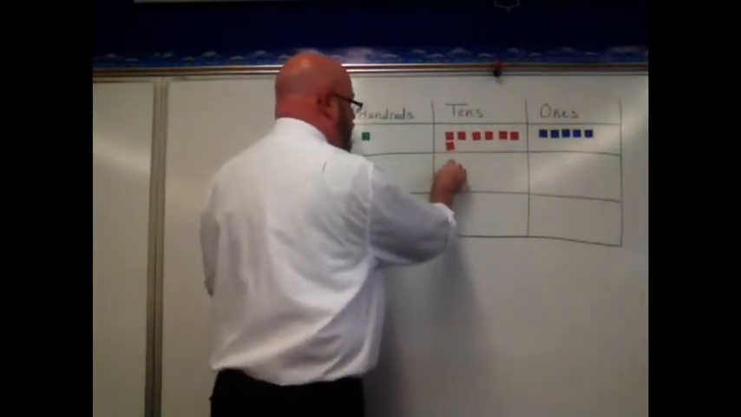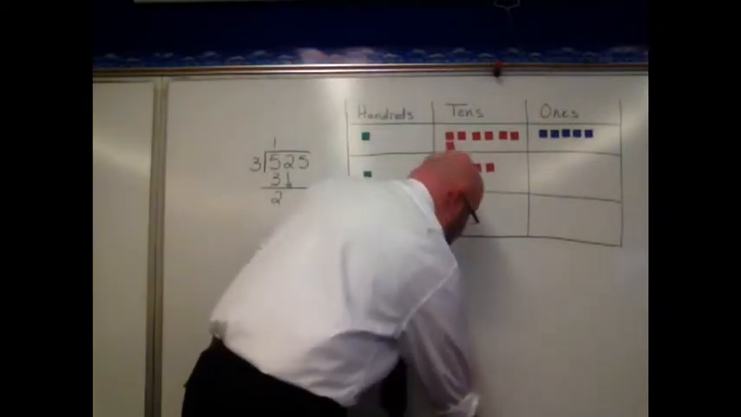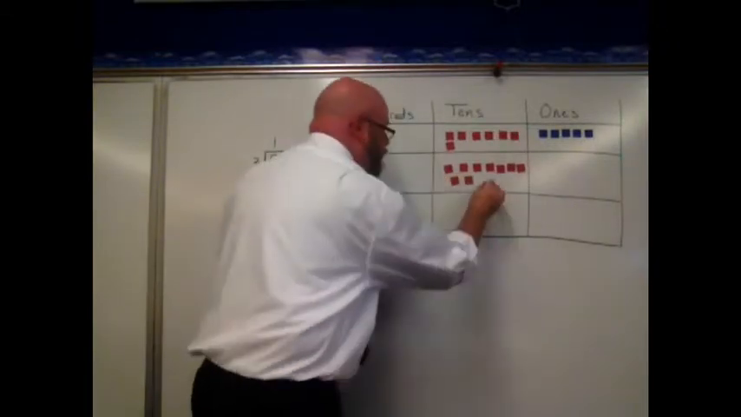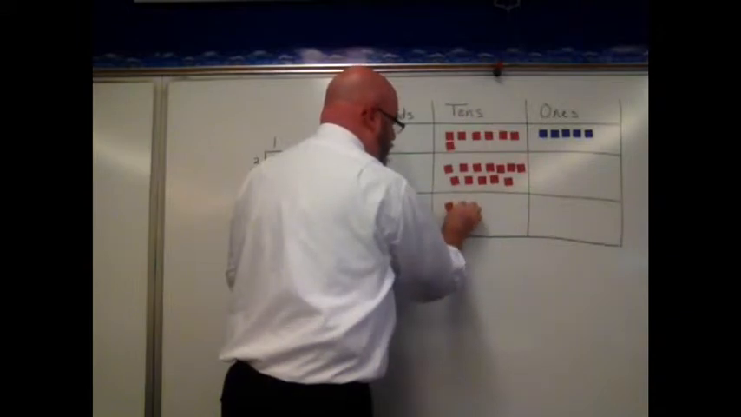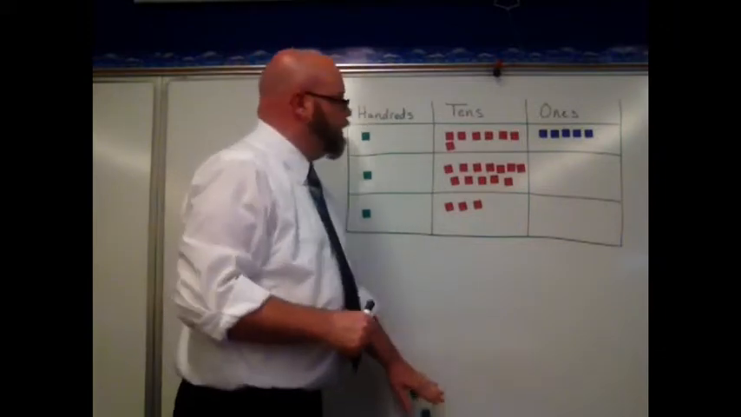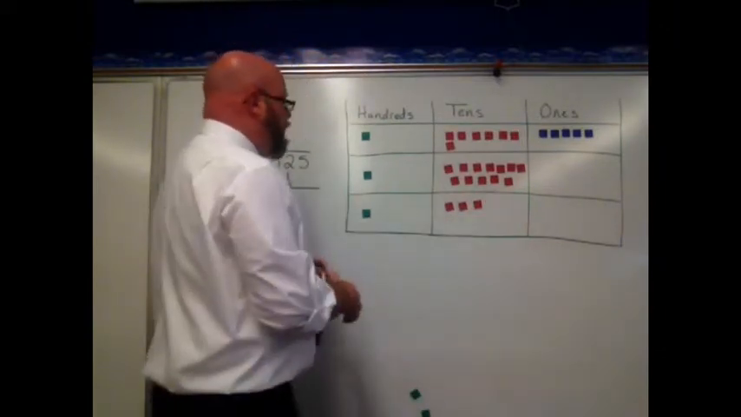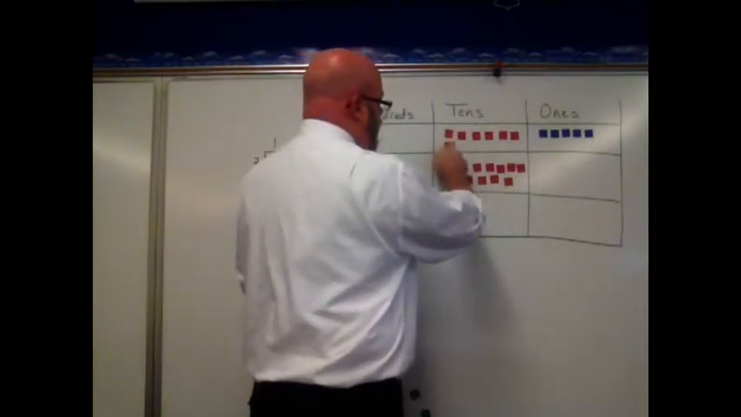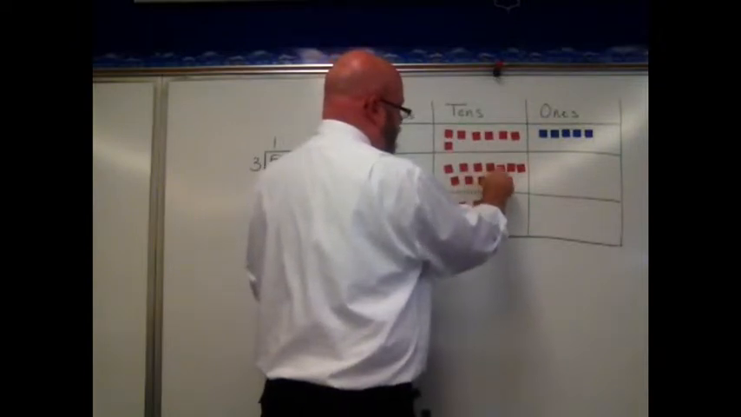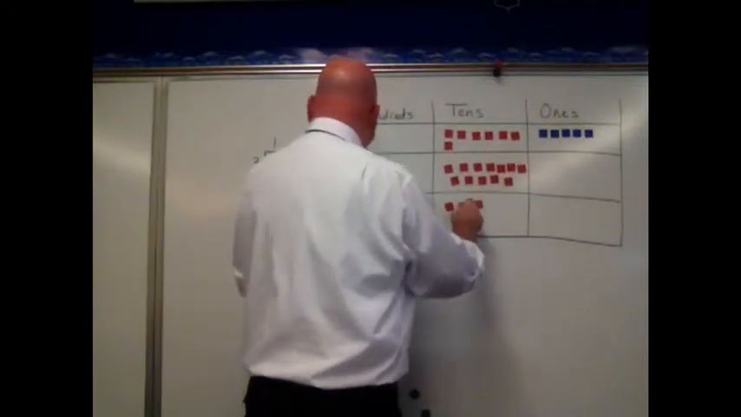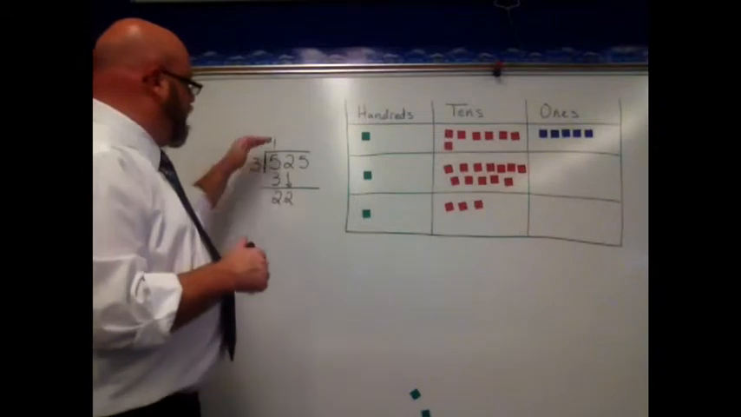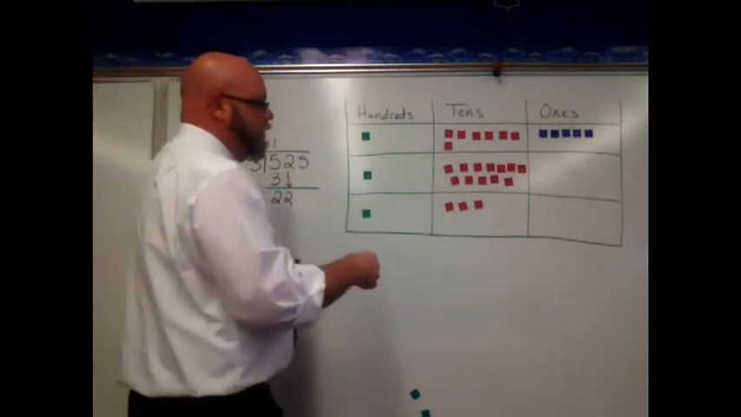I'm going to start putting in my 10s. Okay. So my hundreds are gone, and my 10s are here. I want to get them into equal groups as well. Well, I have a total of 1, 2, 3, 4, 5, 6, 7, 8, 9, 10, 11, 12, 13, 14, 15, 16, 17, 18, 19, 20, 21, 22 10s. So I have to divide the 22 10s into 3 separate groups.